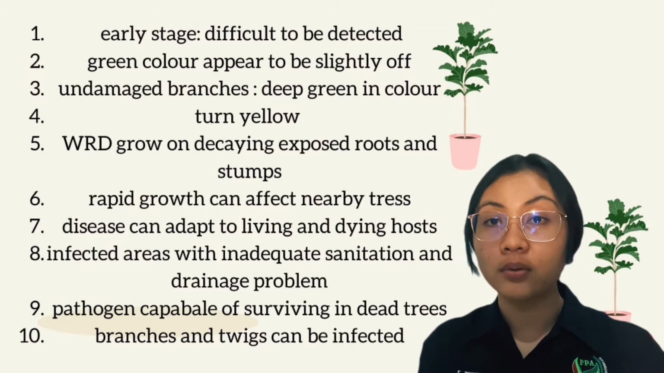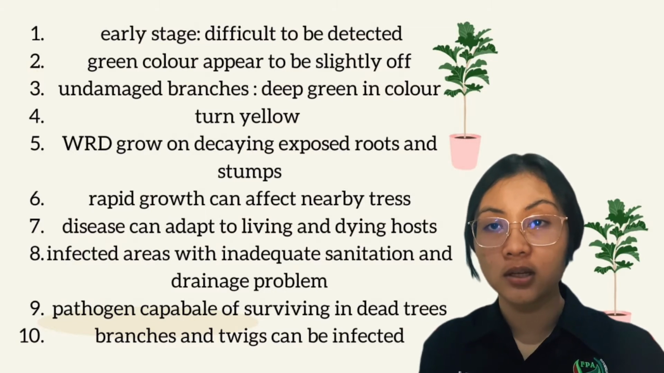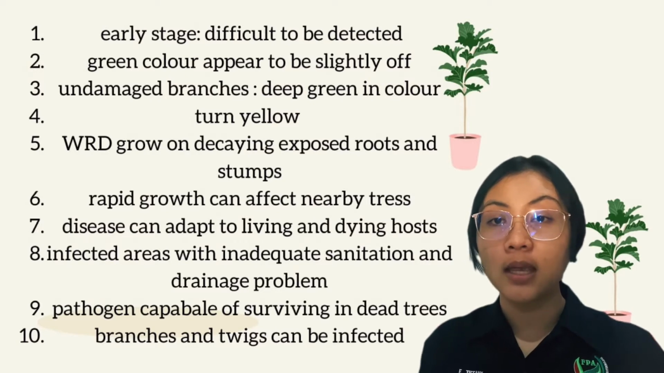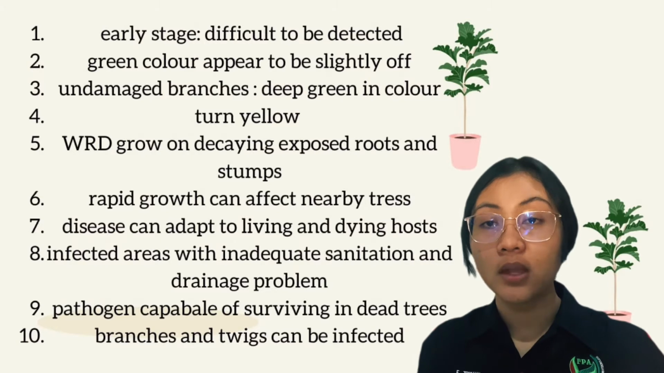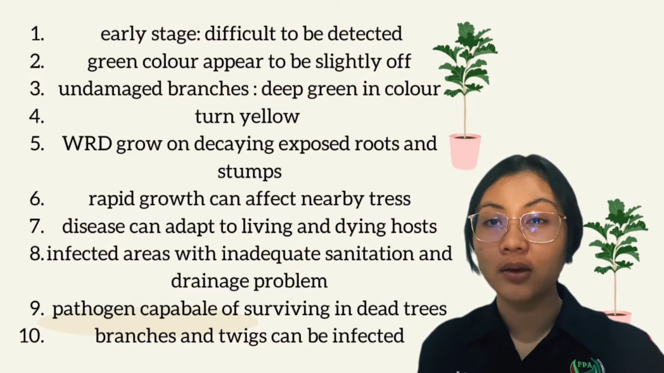Furthermore, white root disease's rapid growth can be accelerated, especially during wet seasons, and the disease can persist in both live and dead hosts. Finally, it spreads quickly and can infect trees in areas with inadequate sanitation and drainage. Its pathogen is capable of surviving in dead trees.